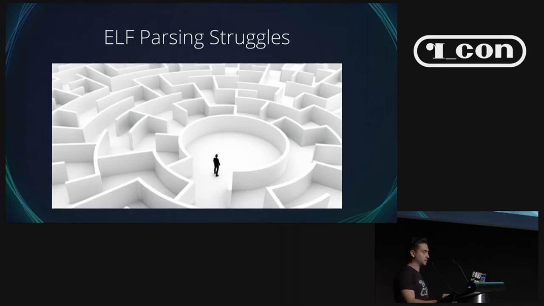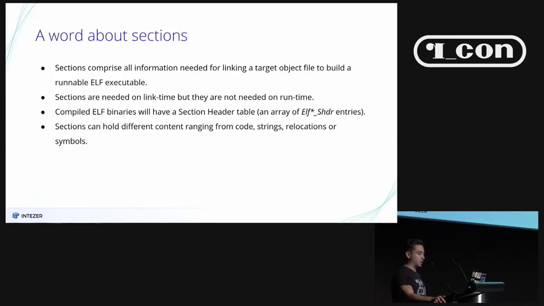So let's talk about ELF parsing struggles. Before talking about everything, let's talk about one specific artifact in ELF parsing, which is ELF sections. ELF sections comprise solid information for linking a target object file to be running an ELF executable. And it's very important to understand that sections are needed just at link time, but not at runtime. And this is important for reasons that I'm going to explain in a bit.